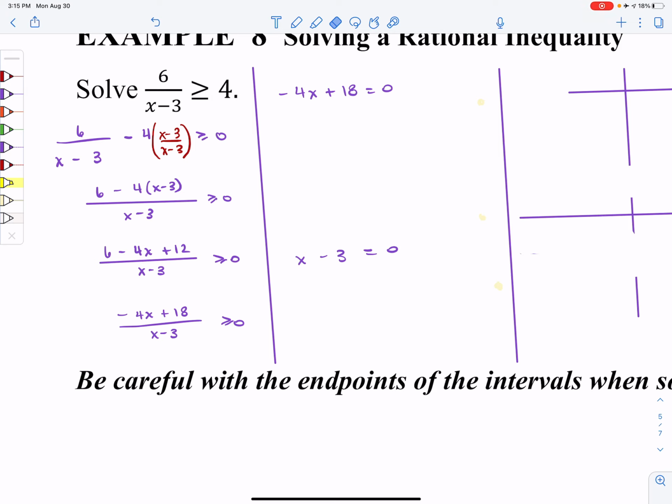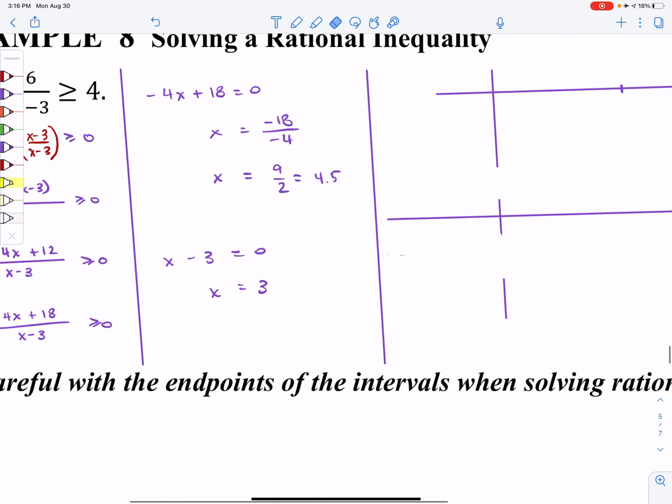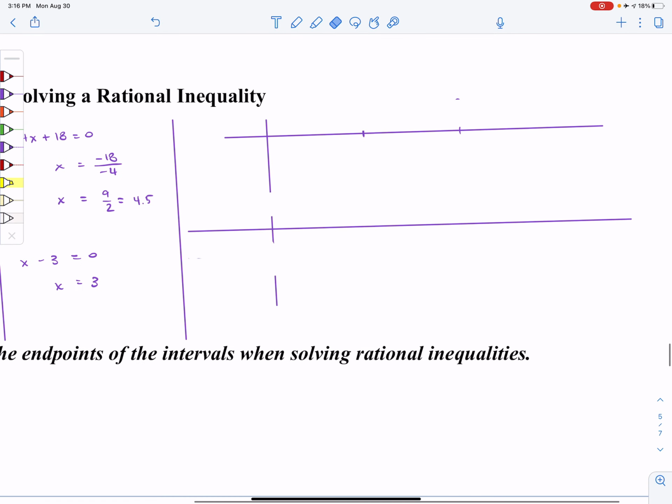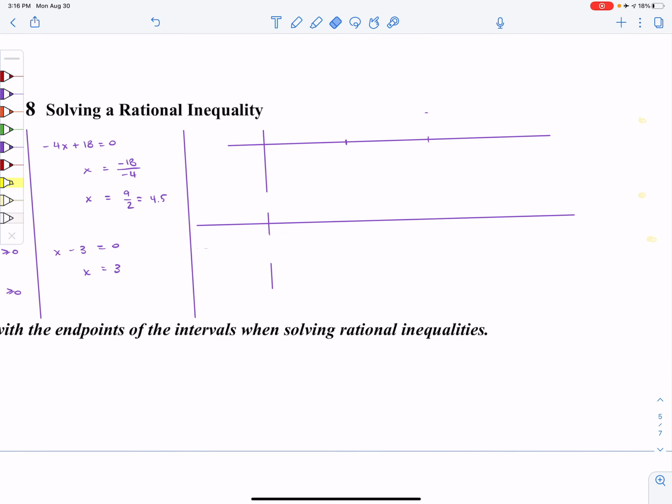So on this first example, this first part, we'll subtract 18 and divide by negative 4. And then we'll reduce our fraction to 9/2, which happens to be the same thing as 4.5. For the second one, that one's really easy. That's going to solve to x equals 3. Now, it's these values that will help us get our numbers on the number line. And once we have our numbers on the number line, we can get our intervals just like we did in the last video. So I'm not going to show all of that, but here's my numbers on the number line with my intervals. And then instead of listing our factors, we'll list our numerator and our denominator.